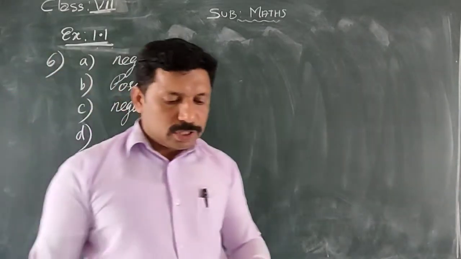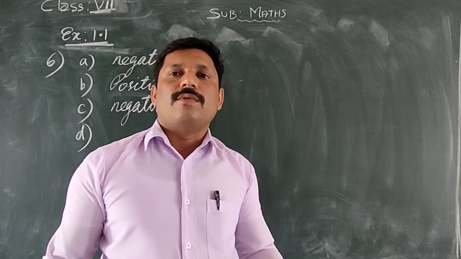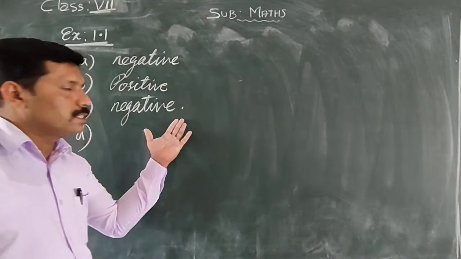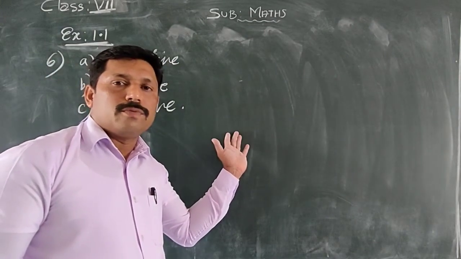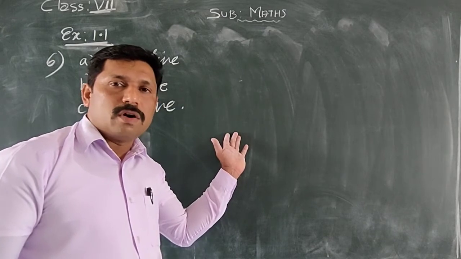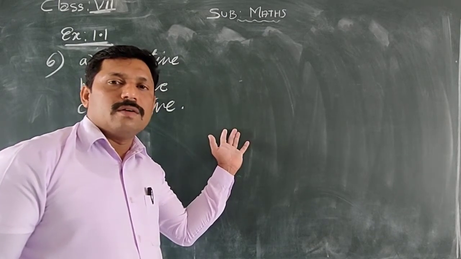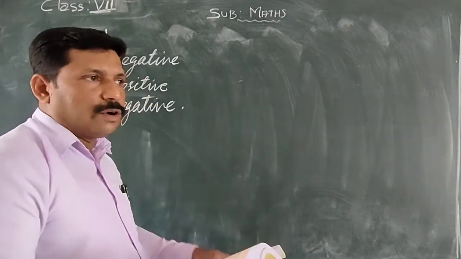And the last question: what do you observe from the above? What can we understand from all these answers? Here we can understand that the product of an odd number of negative numbers is always negative, and the product of an even number of negative numbers will always be positive.